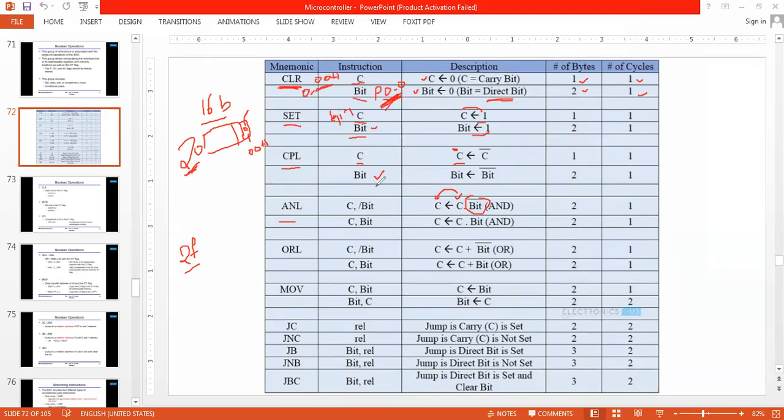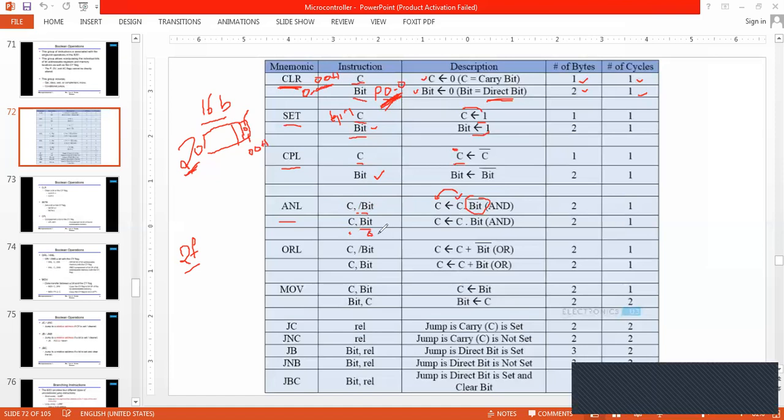What is that? Bar, forward bar or backward, something it's called. Okay, I have forgotten. A bar bit means the bit is going to be complemented. If I don't write that bar, then it is a direct bit. If it is 0, 0 is going to be ANDed. If it is 1, 1 is going to be ANDed with C, and the result is stored into C only. Okay.